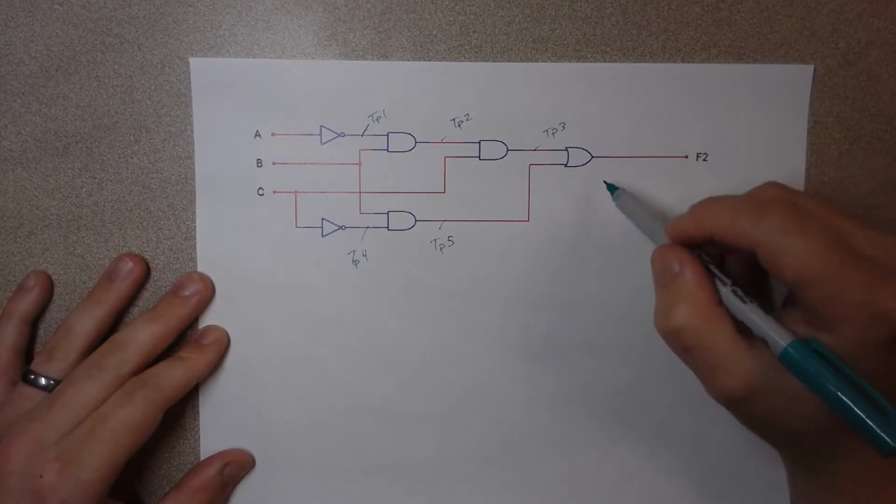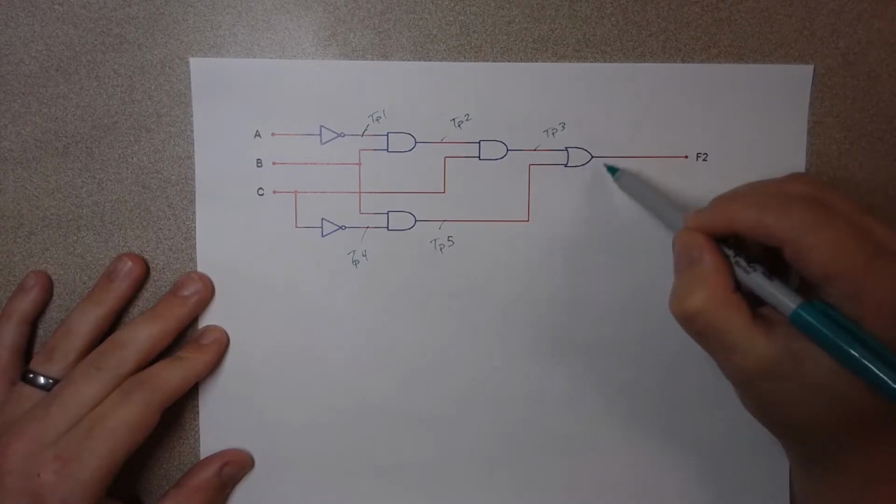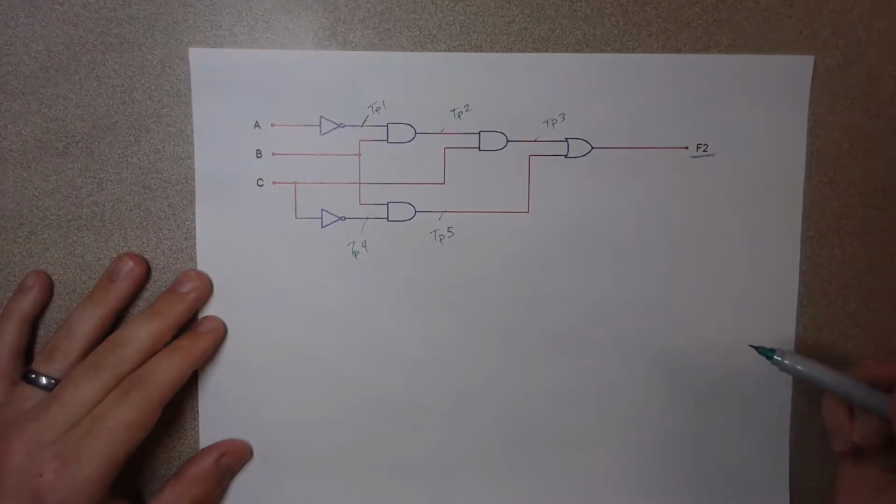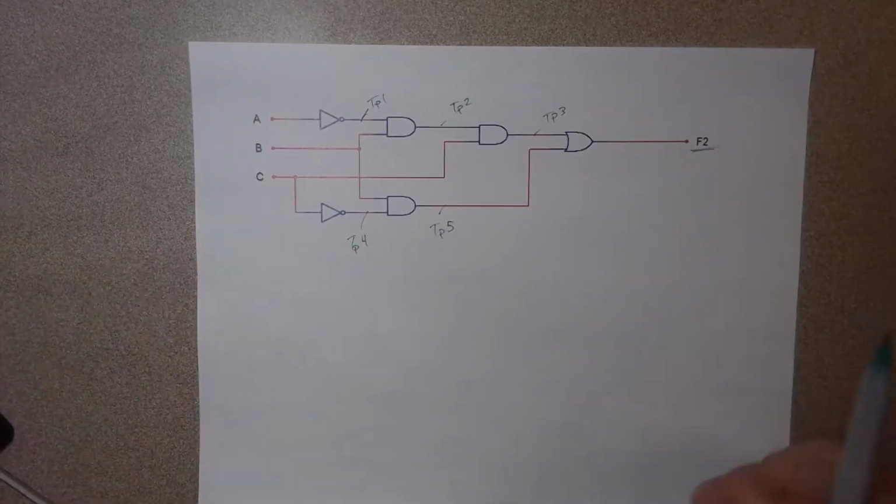You don't need a test point after this last gate because that last gate's output is going to be F2, and that's what we're looking for to get our logic expression.